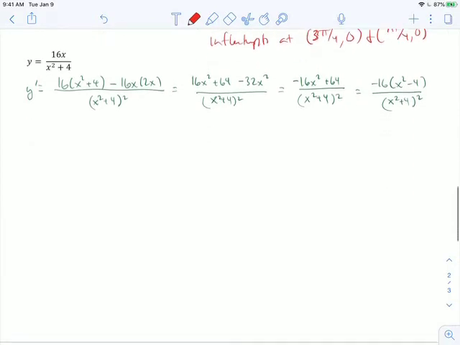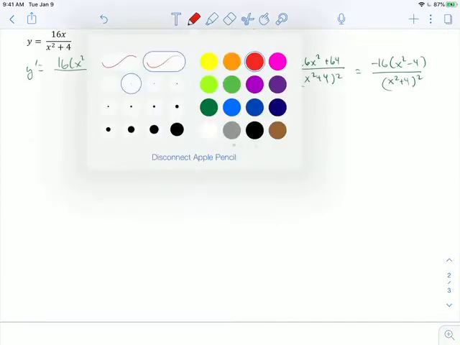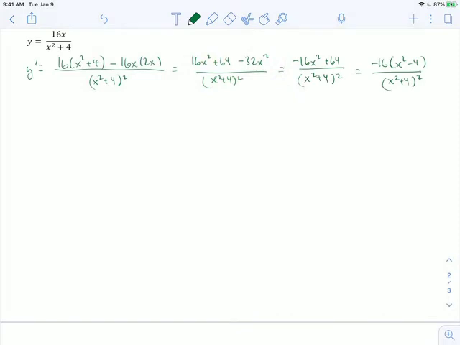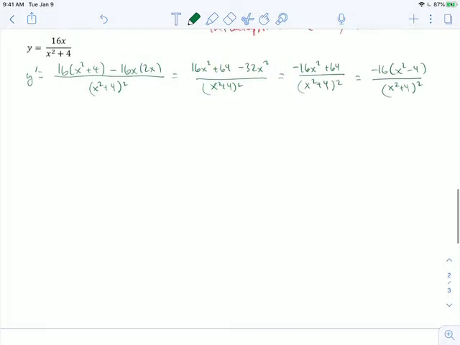My last example is a little bit more involved. Y equals 16x over x squared plus 4. We had to go through the quotient rule to calculate the first derivative. I'm going to start here. I've just got all the steps here for you to review to make sure you understand how we got this derivative earlier. And I get to apply the quotient rule again to calculate y double prime.